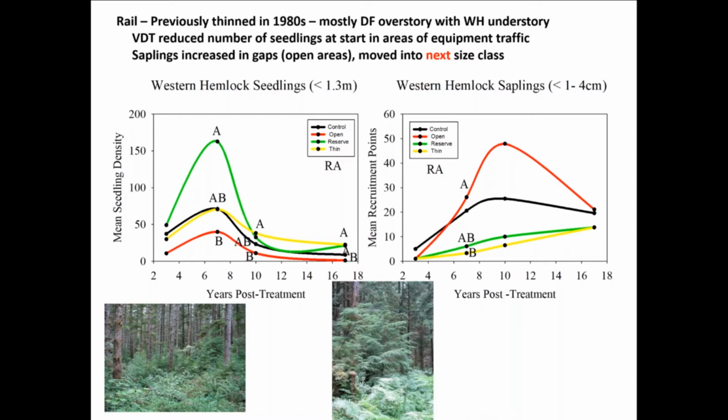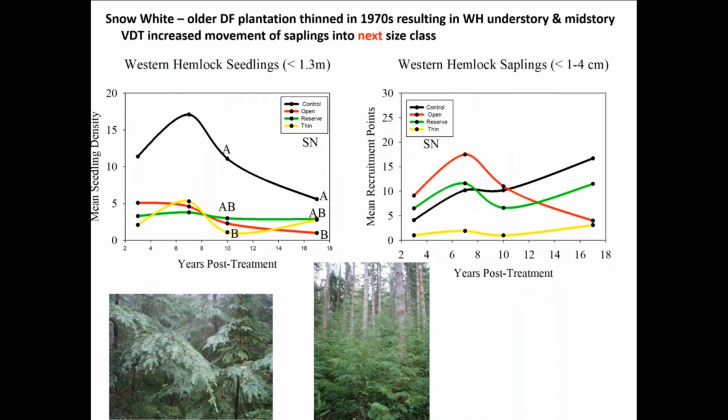So this is just a third stand, just to see how different they are. We can see in this case, variable density thinning really reduced the number of seedlings. You can see here the gaps actually have the fewest number of seedlings, and that's because of the equipment traffic. So as logging equipment went through the gaps, it reduced the number of seedlings at the beginning. But over time, you can see that we've increased the number of saplings in that size.